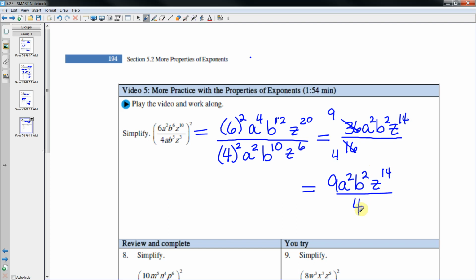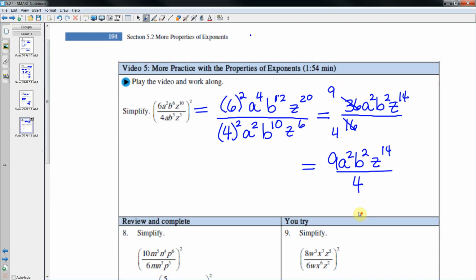So I'll leave that last example for you to work. You have another example down at the bottom. But that's pretty much how we take care of powers to powers.